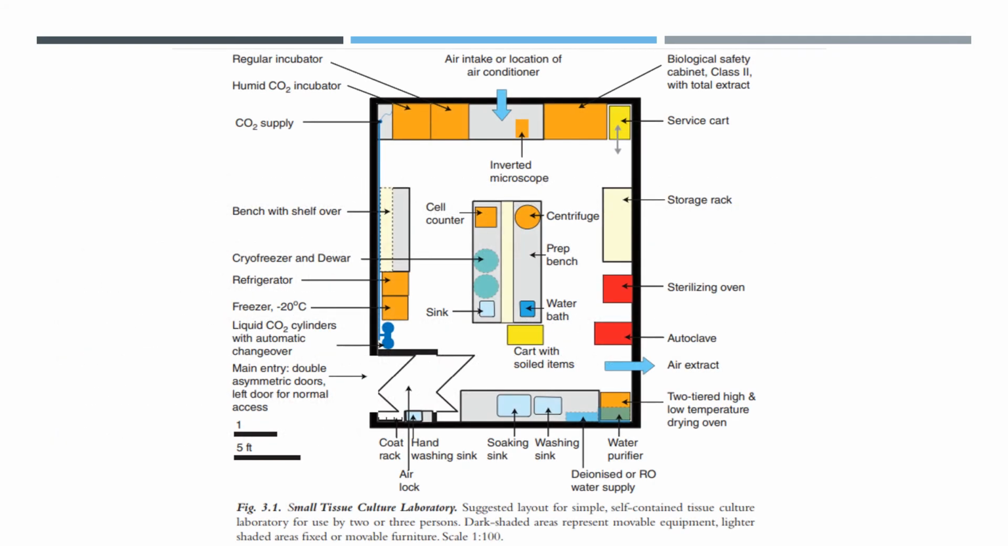This diagram is a suggested layout for a simple self-contained tissue culture laboratory which can be used by 2 or 3 persons. The dark shaded areas represent removable equipment and the lighter shaded areas represent fixed or movable furniture. Now, since a single room serves as a laboratory, a sterility gradient is being created as mentioned earlier.